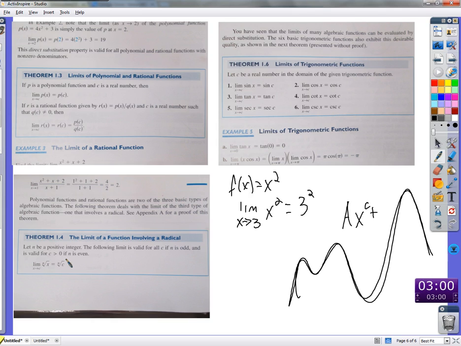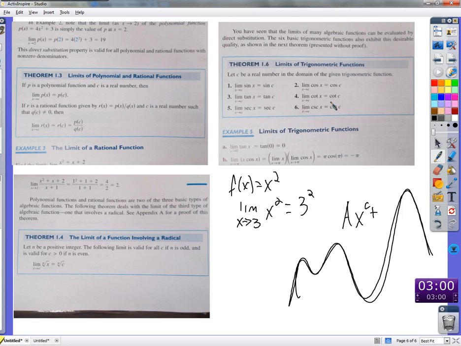Same thing for these trig functions, particularly for sine and cosine. Sine is nice, it's just this wave. Nice continuous wave, goes on forever in both directions, no holes, no gaps, no vertical asymptotes. So you can just plug the x value right into the function, and whatever you get out, that must be the limit, because on the left and the right, they're just going to be coming in at some point on that wave. Cosine, same thing.